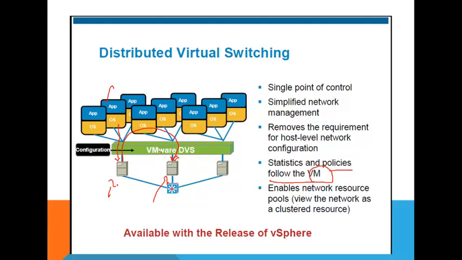Maybe one or two packets may get lost because I'm moving. vMotion is in place. I may lose one or two packets, not more than that. Other things are still working. Everything will be going on the same as usual, as we had here: same policies, quality of service, and everything is the same.